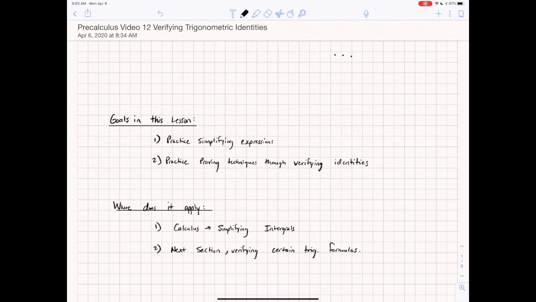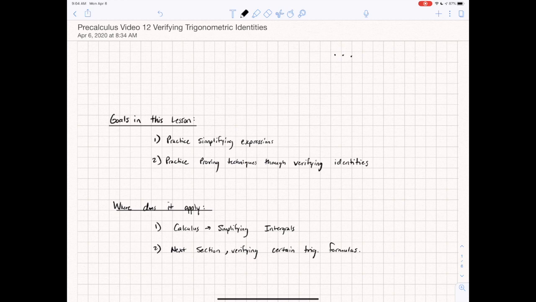Now here's something I'm going to start doing in particular with mod 6. In each of the videos, I'm going to try to outline a little bit better what the goal or goals are in this lesson, and also give you some direction in terms of where this applies, where it's going to be used, whether later in this class or in a calculus class after this one, so your next math class.